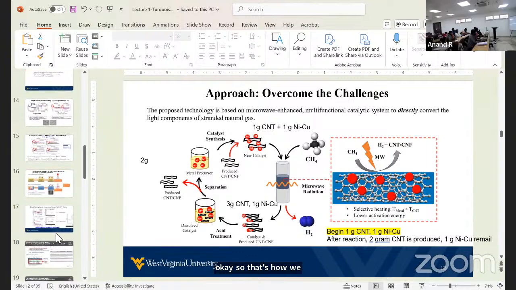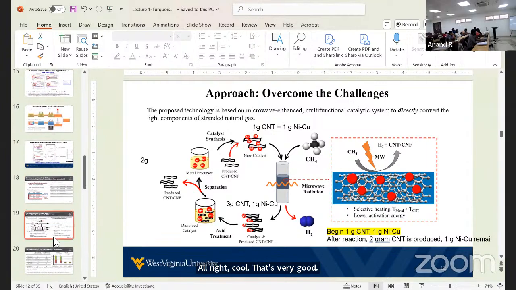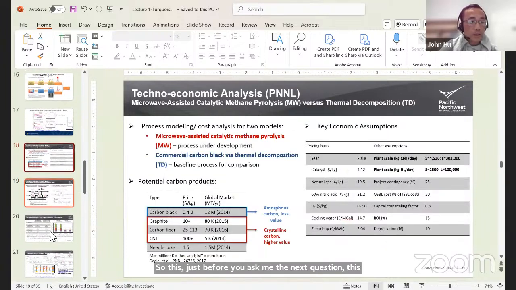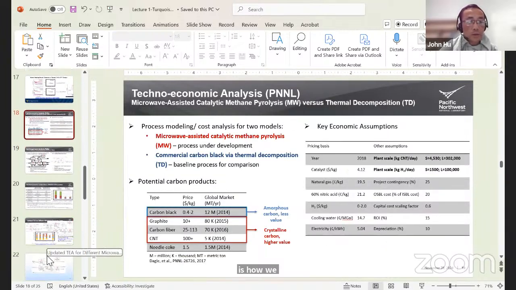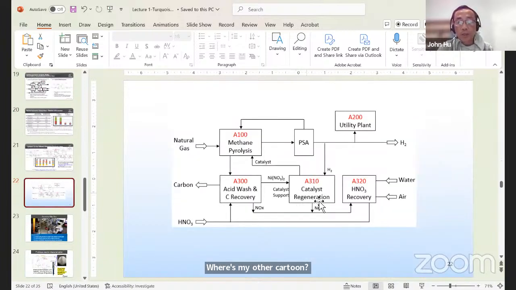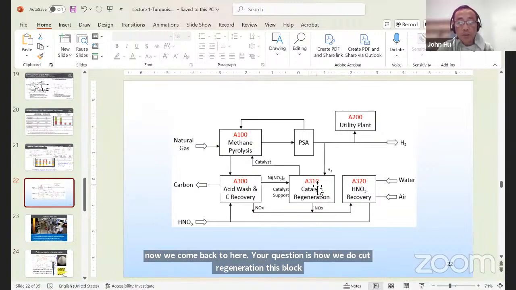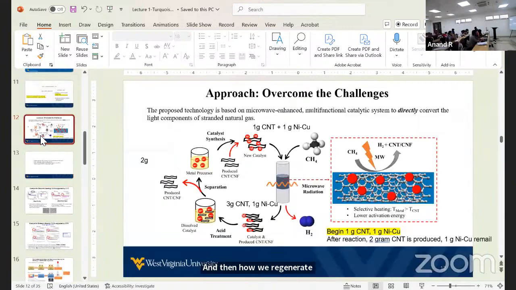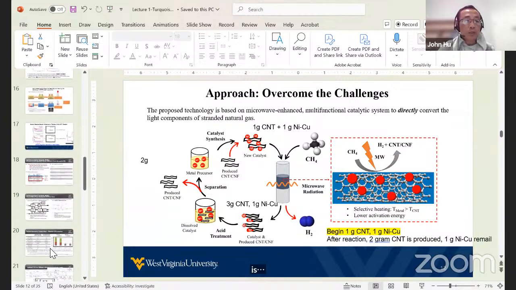Just before you ask me the next question, where's my cartoon? So now we come back to here. Your question is how we do catalytic regeneration. This block, which is the number A310, and how we regenerate it is this process. Okay. So what's the next question?